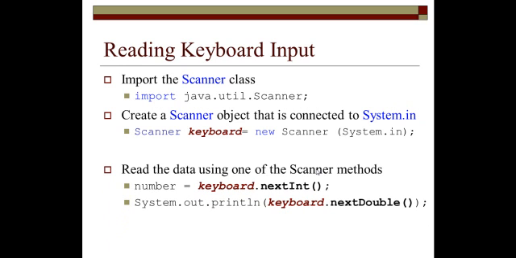Then, whenever you get ready to read data, you use one of the Scanner methods. In the first statement, I say number equals keyboard.nextInt. I'm reading a whole number, nextInt, and I'm going to store that in a variable I've already declared called number. So keyboard, whatever object I've declared, .nextInt. In the second example, I'm not even storing the data. I'm just going to automatically print out whatever the user entered in. keyboard.nextDouble reads in a double value. And then whatever value that is, I'm going to print it out.